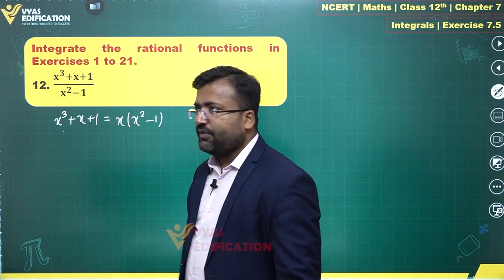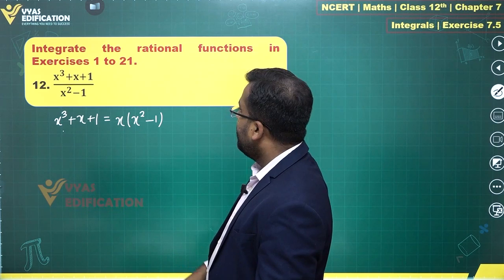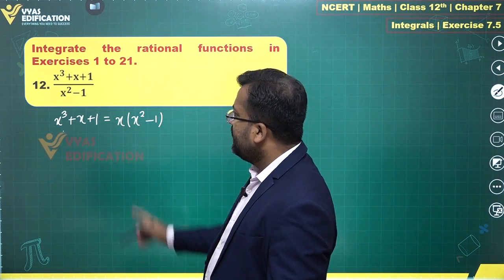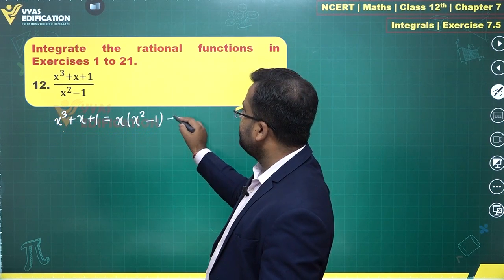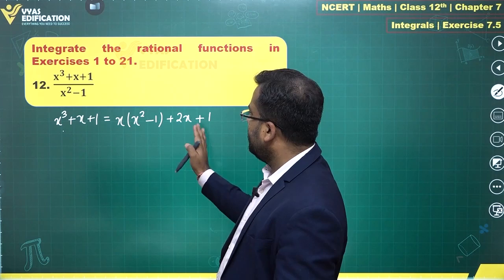Let's take care of this x cube first. What do you have? x cube is on the left hand side. You get an extra minus x on the right hand side, right? So you get an extra minus x. You need a plus x, so what you do is plus 2x. And there was a plus 1 as well, right? So that's what you get.